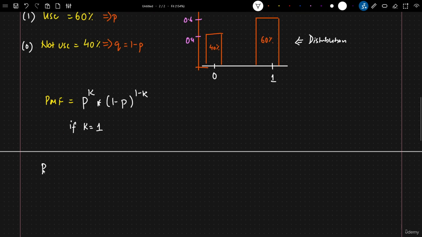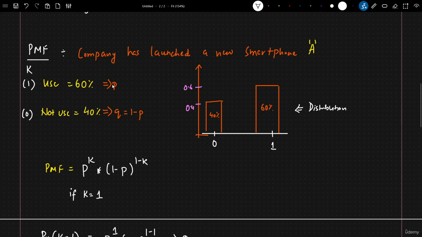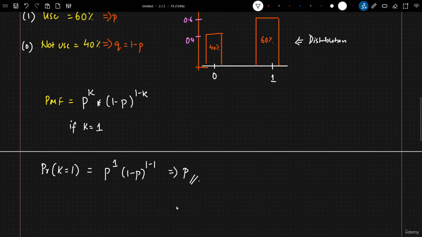So here I will go ahead and write what is the probability for K is equal to 1. It is nothing but P to the power of 1, then I will go ahead and write (1 minus P) to the power of 1 minus 1. So this entire thing will become 0. So the answer that I'm actually going to get is P. So here you can see when my K is equal to 1, I'm actually getting the P value, right?